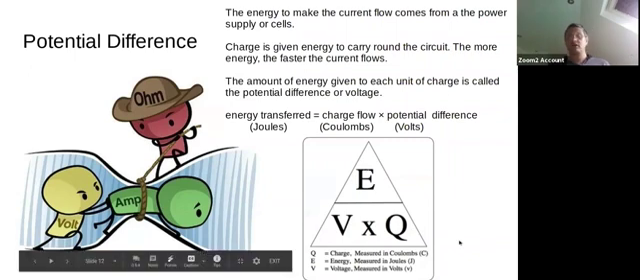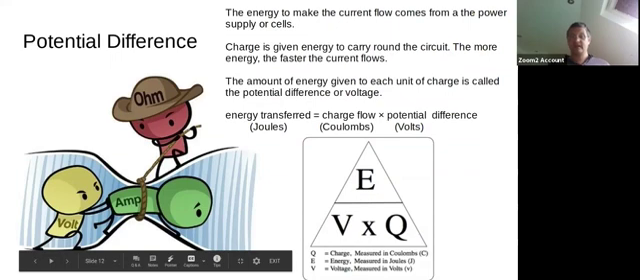Here's another one of those triangles, this time just using the letter. So again, if I wanted to know the charge, amount of charge, and I was given an amount of energy and a potential difference, a voltage, you cover up the thing you want to find out, and I would do the energy divided by the voltage, the potential difference. That's got to be in joules for energy. It's got to be in volts for potential difference, and it's got to be in coulombs for charge.